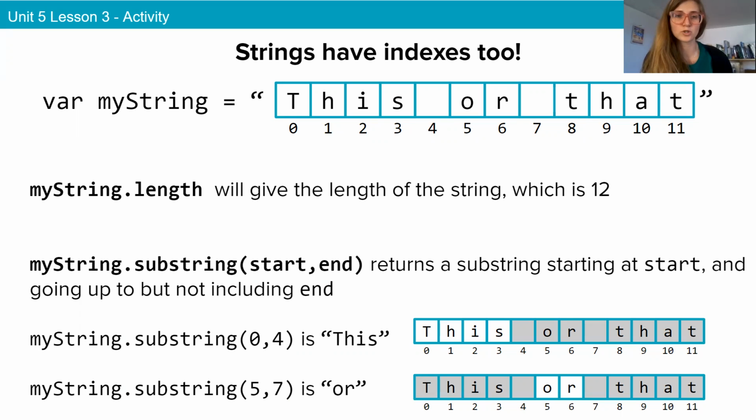And then another tricky command to use with this is myString.substring, start and end. So if we type that in, what will be returned is just a piece of your string. So in this example with this or that, we have a substring starting at 0 and ending at 4. And that would pull the letters and the spaces from the start until the end. So it would be this, and it should be the space too. And then 5, 7 would be or, okay?